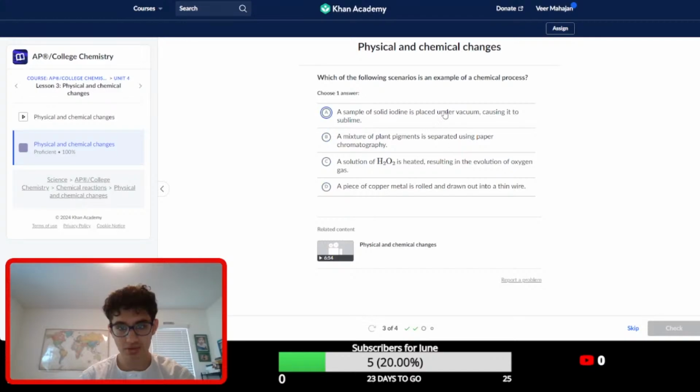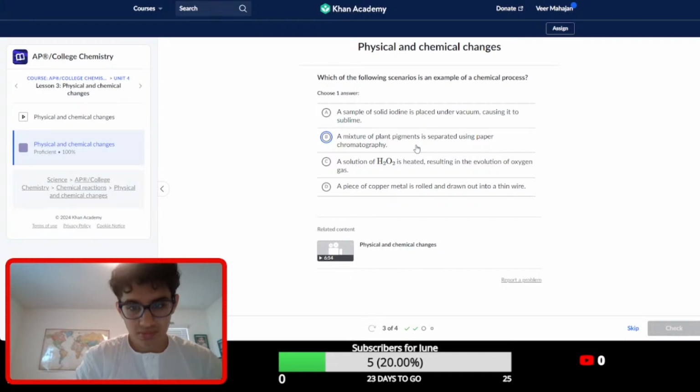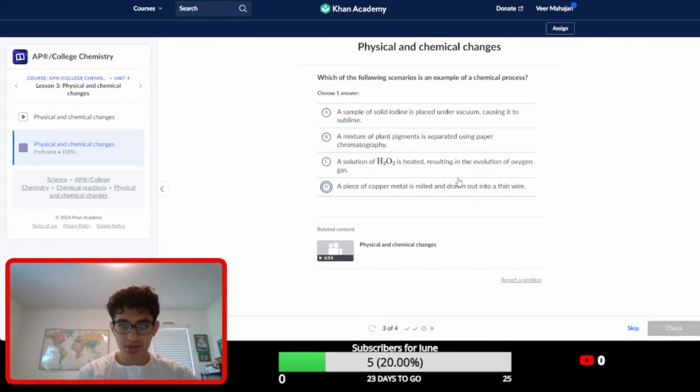Okay, seems good. Chemical process, sublime. So this is a change of state. Separated. This is also a change of... It's not a change of state, but it's like a physical separation, or something like that, resulting in the evolution of... Okay, this is also obviously physical, so it has to be this. You're heating it, and then there's like a new gas that's coming out. You're separating them, I think.